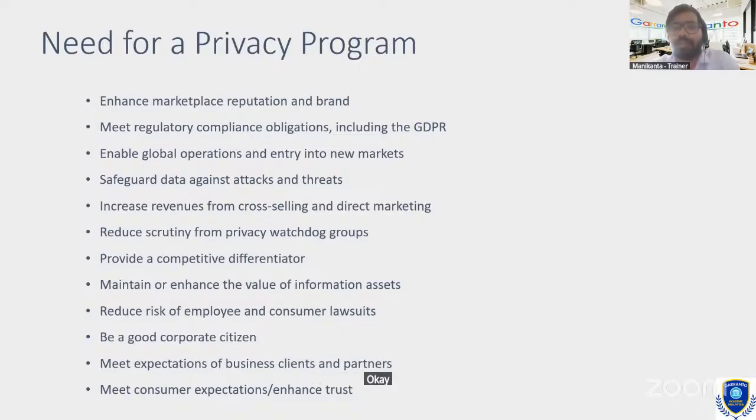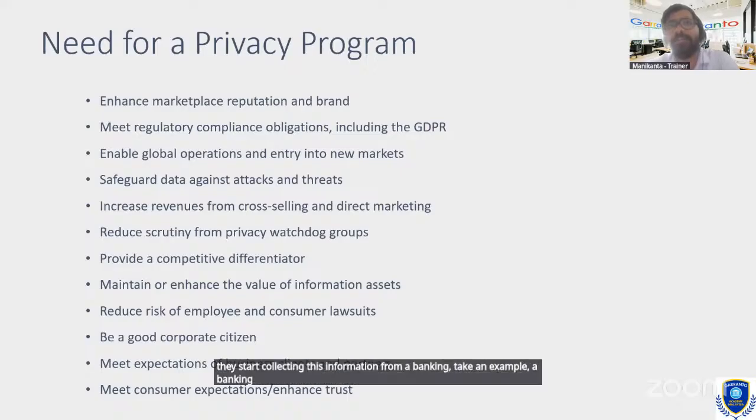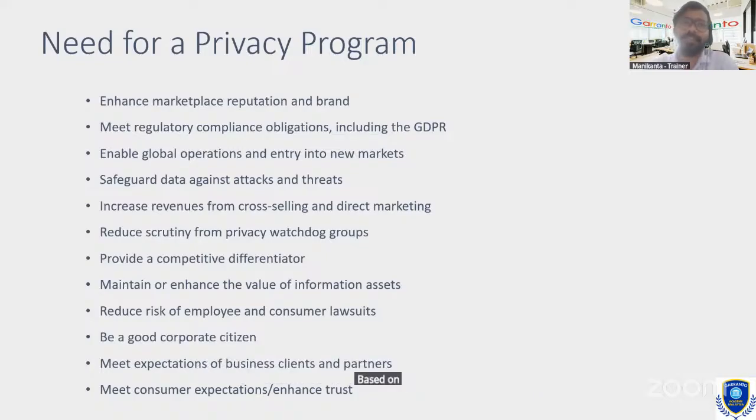Then they start collecting this information from banking. Take an example, a banking company is doing it, but they are using it for some other purpose, maybe for real estate, based on the balance you have, based on the credit score you have. So this is again an intrusion into your privacy. They should not do it. So to make such rules, this privacy program is required.